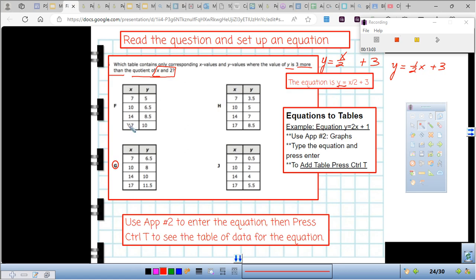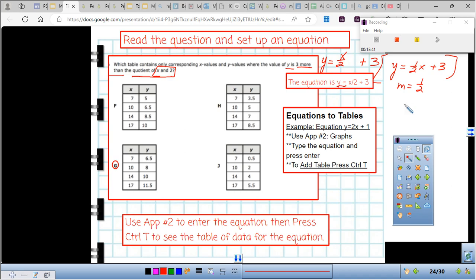Now you have to come out here and use these lists and spreadsheets, tables. Once you see tables, lists and spreadsheets, menu 4, 1, 3. And then we're going to find out which one gives me the equation of y is equal to 1/2 x, or the quotient of x and 2, plus 3, or the 3 more than the quotient of x and 2, which I prefer to write and see as this: y is equal to 1/2 x plus 3, where m would be 1/2 and b would be 3.